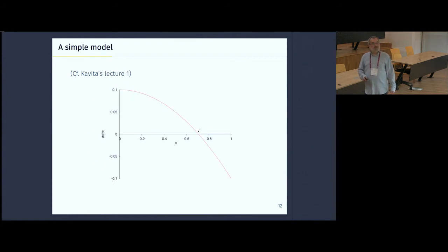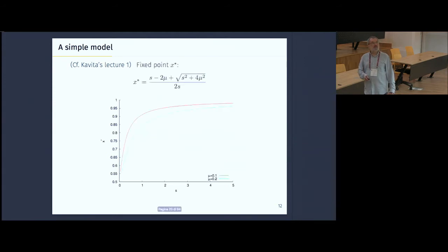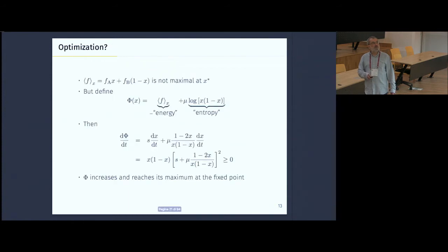In this case, if you have both effects together, you can draw the right-hand side of this equation and you find something like that, meaning that there is a stable fixed point at some frequency x star, which you can evaluate as a function of the mutation rate. It's a simple quadratic equation like that, and this is the kind of curves you get.